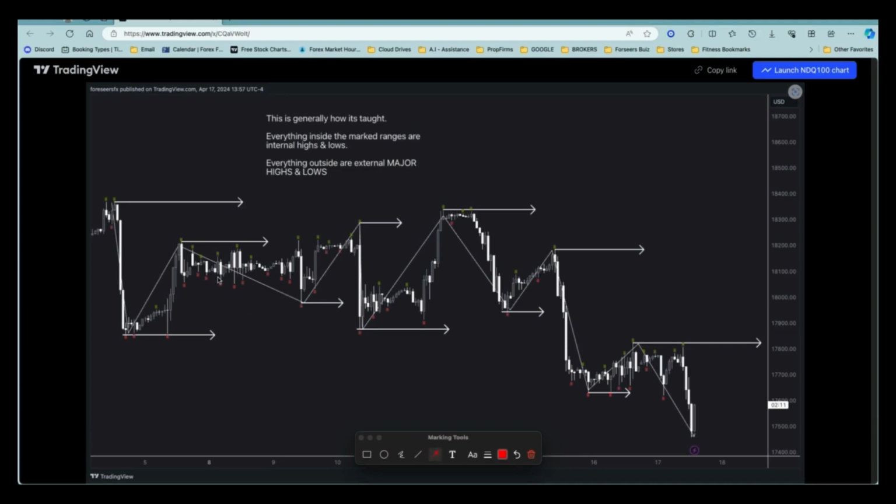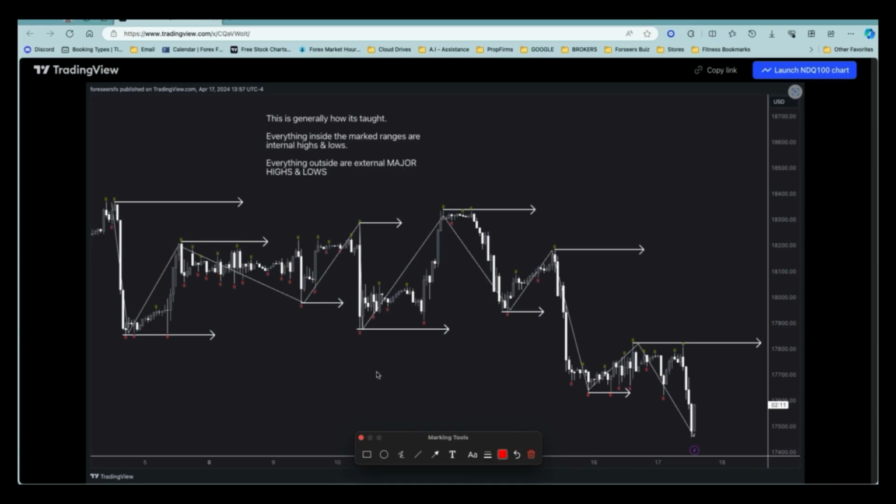I don't know if you could see this part from here to here, right? That got taken out there. And then that got taken out from here. You can see that, whatever. Point is, you can see that price gets taken out as it's going. Sometimes it doesn't, sometimes it does. But these little internal highs and lows are basically internal range liquidity.